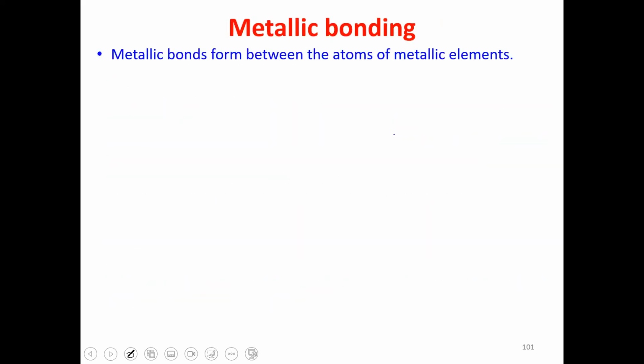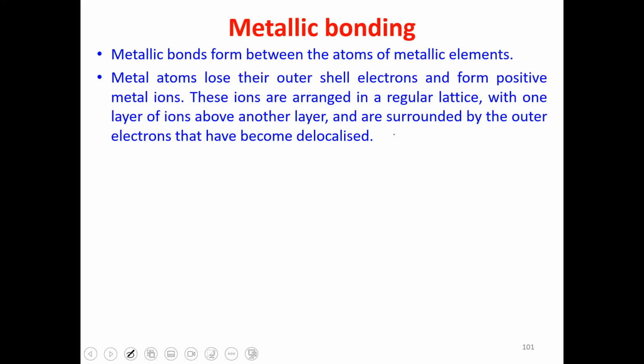Now, I move towards the end of this chapter. What is a metallic bond? A metallic bond is the bonding between the positive ions, cations in a metal, and the delocalized electrons. They are arranged in layers, which then allows it to be malleable and also allows it to conduct electricity.